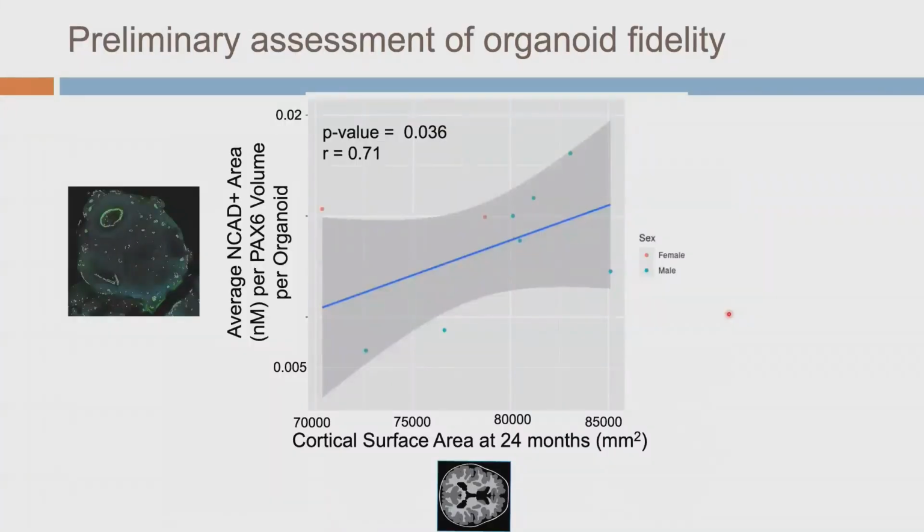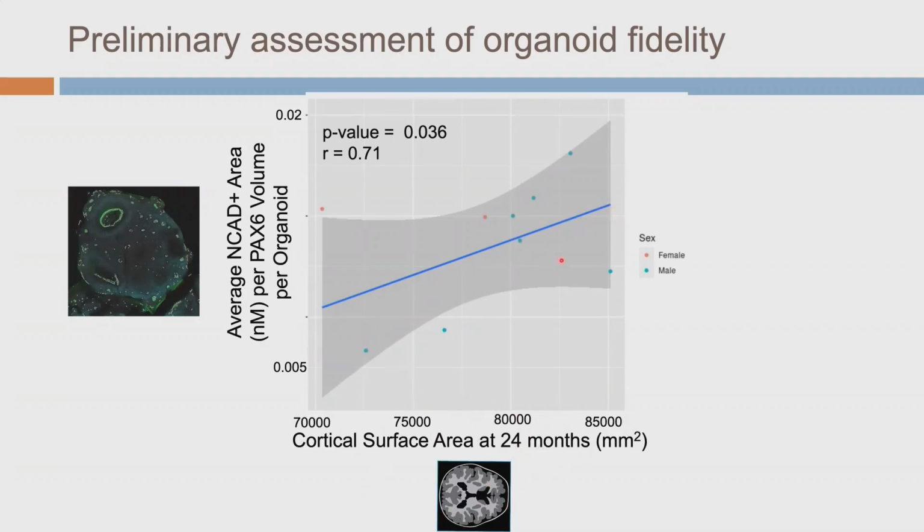We do have some preliminary data here showing that we can correlate the size of the progenitor-like zone in vitro with the overall cortical surface area in vivo. So in a small sample size of only 9 donors right now, who had both MRI at 24 months of age, where the organoids were generated from iPSCs of that individual, we find a relationship between the size of the germinal-like zone in the organoid with the actual size of the in vivo cortex. So you can see that relationship here.